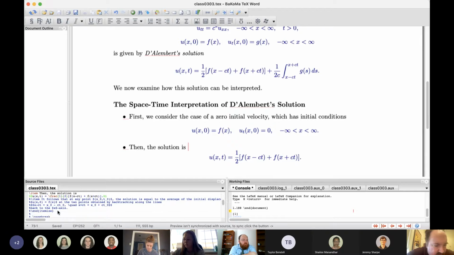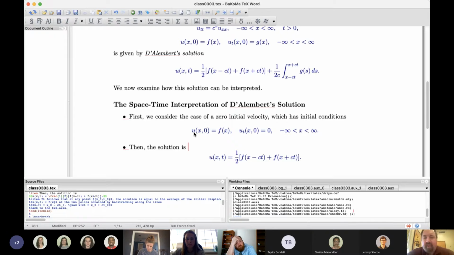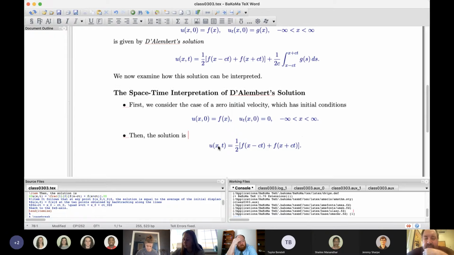So what that means is, if you want the solution at any particular x and t, then you're taking that solution as the average of values of the initial data at two select points. If you were to plot the point (x, t), like you're looking at the xt plane, then you draw lines from that point back to the x-axis to locate the points x minus ct and x plus ct.